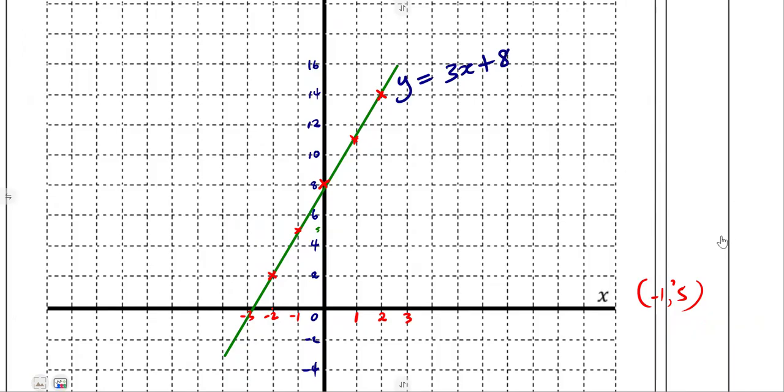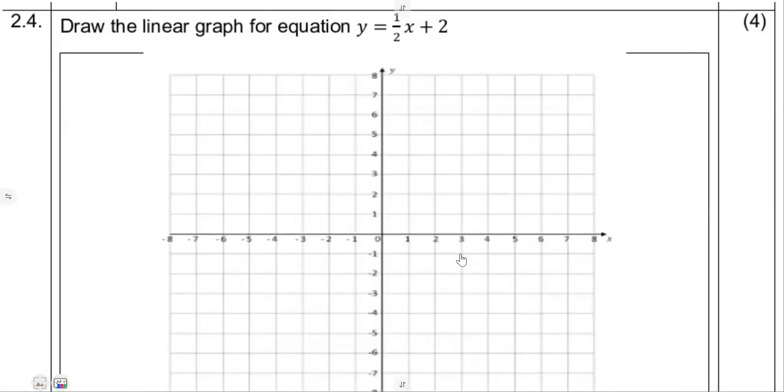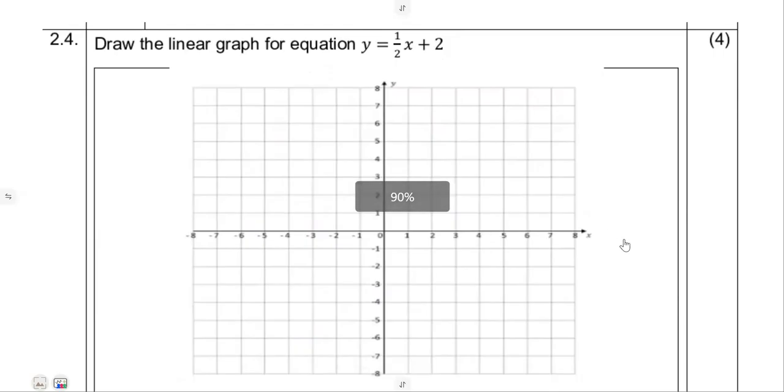So you just need your points. Remember on how to sketch your graphs. We referred to this one as a subtopic, as a topic on its own. So make sure you go through your introductions, guys, and understand how to attempt your questions. On question 2.4, draw the linear graph of this equation.